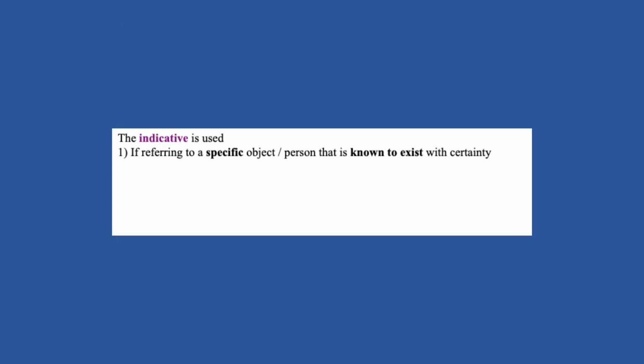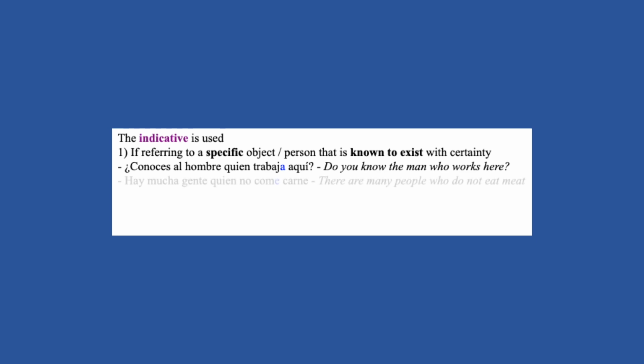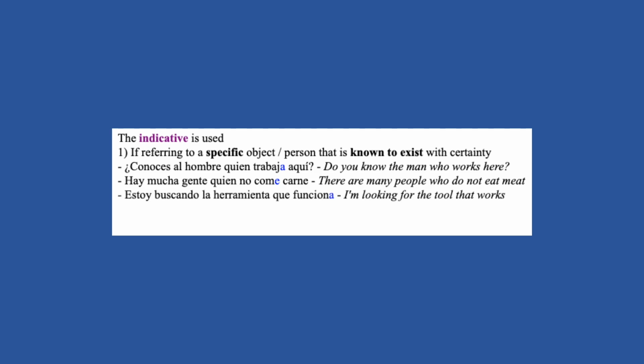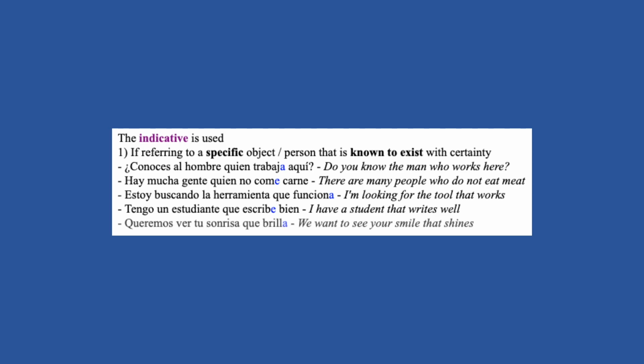The indicative is used in adjective clauses if referring to a specific object or person that is known to exist with certainty. ¿Conoces al hombre quien trabaja aquí? Hay mucha gente que no come carne. Estoy buscando la herramienta que funciona. Tengo un estudiante que escribe bien. Queremos ver tu sonrisa que brilla. All of these examples refer to specific objects or people that are known to exist with certainty.